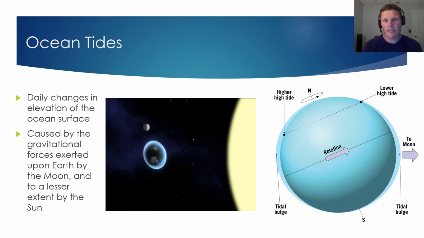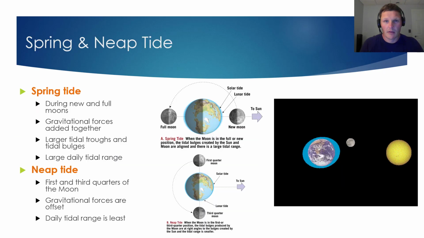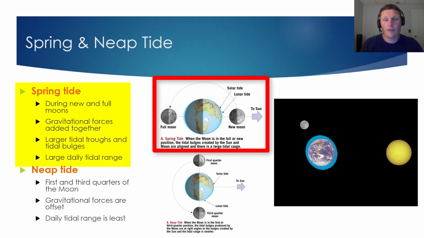One thing you may have noticed is that the tidal bulge gets more elongated when the Earth, Moon, and Sun are all in alignment. And now would be a great time to transition to two types of tides that we see on planet Earth. On this slide, I'll overview spring tide and neap tide. Spring tide occurs during new and full moons. And this is when the Earth, Sun, and Moon are all aligned.